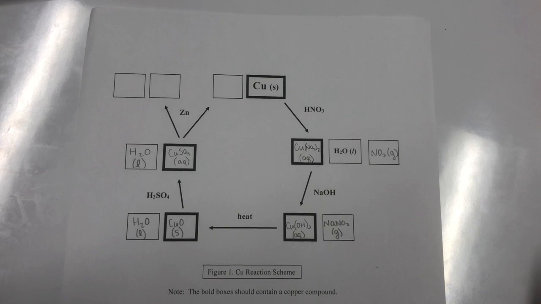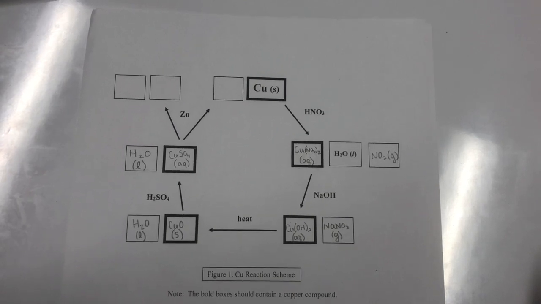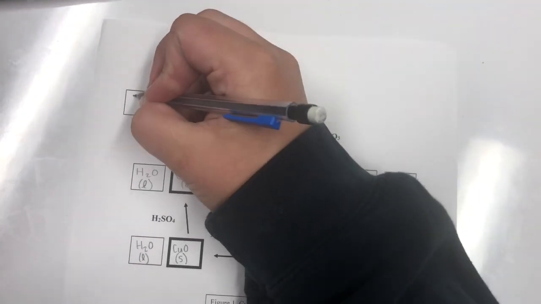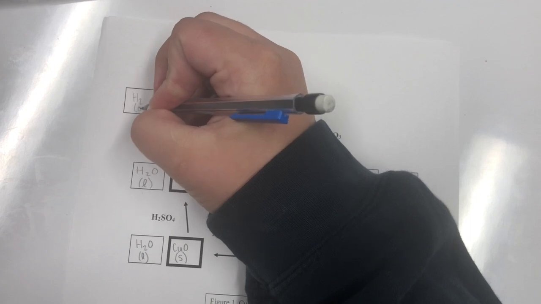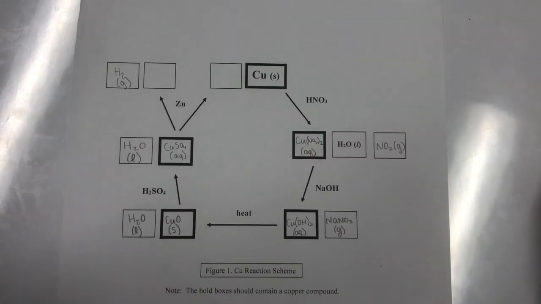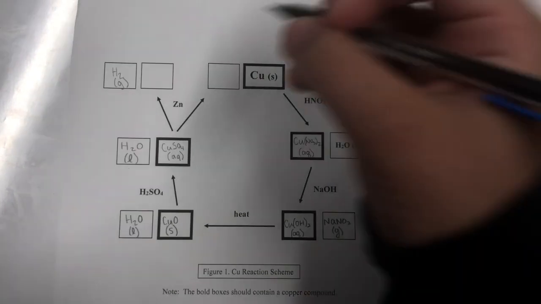The next step in this experiment is adding zinc to the copper sulfate in water. This produces hydrogen gas, and it also produces zinc sulfate.